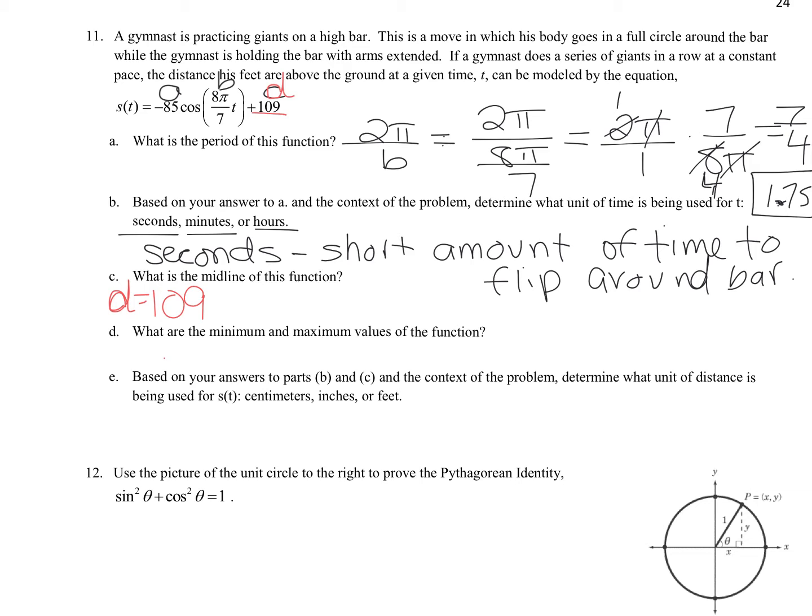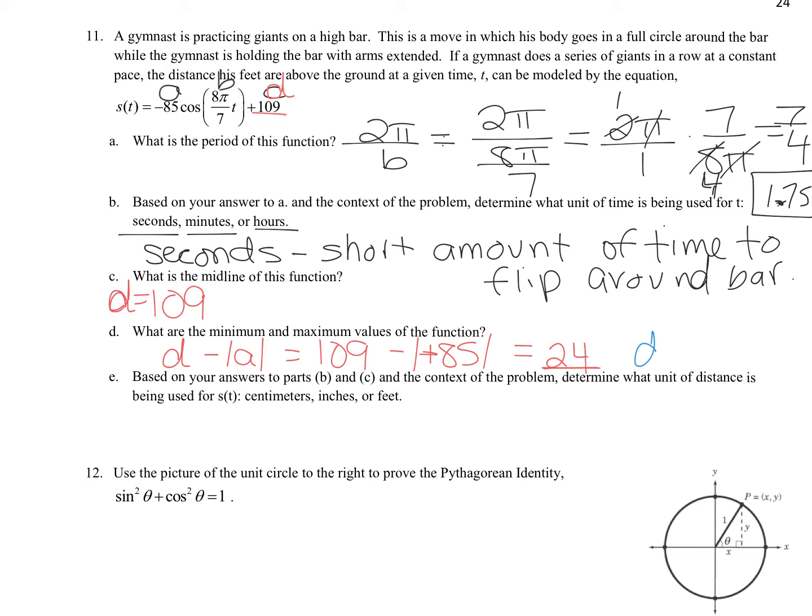So to find the min and max, we take the midline and we subtract the absolute value of A. We'll find the min first because that's what it says. So D minus the absolute value of A. So that's going to be 109 minus the absolute value of negative 85. So basically I'm doing minus 85. This becomes positive because of the absolute value. So that is 24.